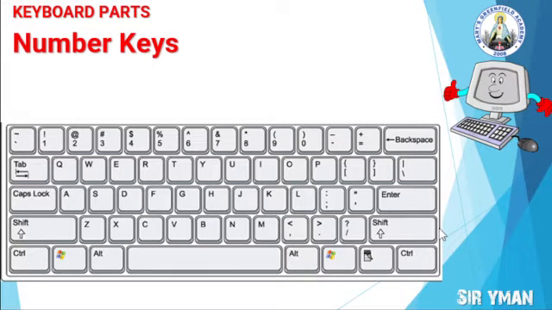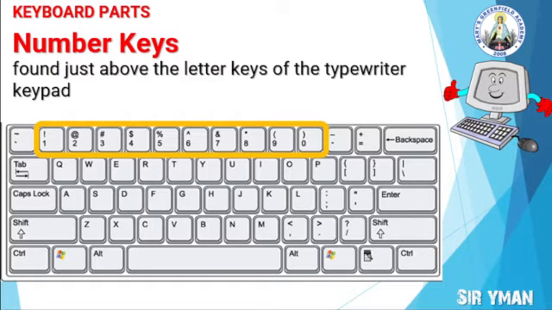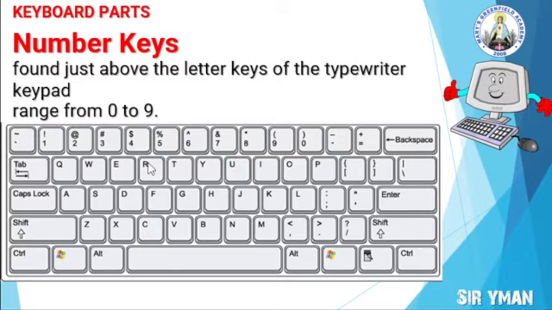Next to it is what we call the number keys. So number keys are found just above the letter keys of the typewriter keypad or the alphanumeric keys. So ito sila. So it ranges from 0 to 9. Pero yung kanyang arrangement is from 1 to 9 and then 0. Okay, 1, 2, 3, 4, 5, 6, 7, 8, 9, and then 0. Okay? So yun ang number keys. Do you follow? Nakaka-follow ba lahat?